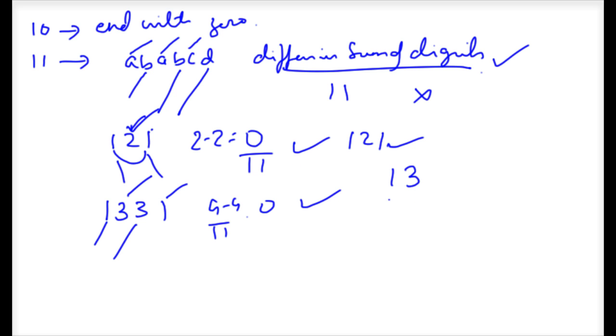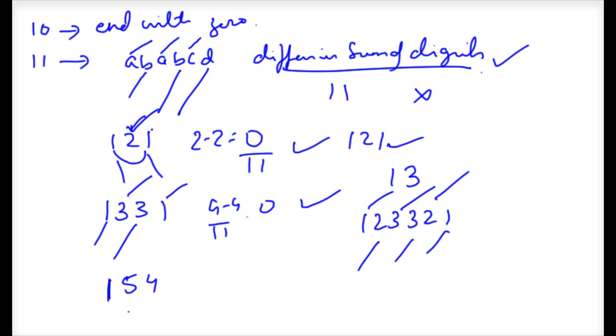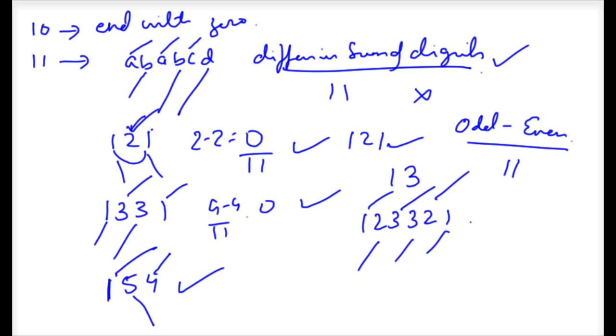Now let us look at this, 1, 2, 3, 3, 2, 1. So this and this, again they are equal, so it is divisible by 11. Let's look at some other example. Let us say 1, 5, 4. Here this plus this is 5, and 5. So again this is also divisible by 11. So in all such cases where you take the difference between the sum of the odd digits and the sum of the even digits, if that is divisible by 11, then the number is divisible by 11.